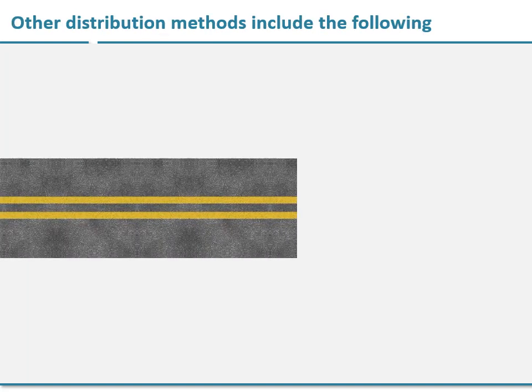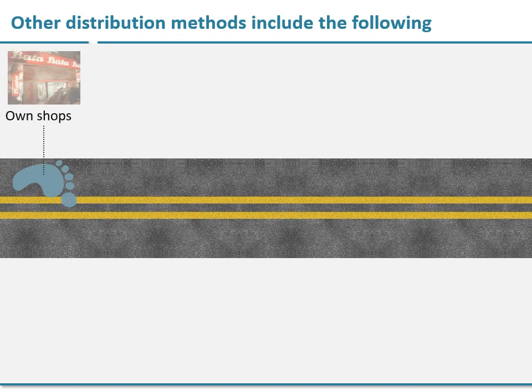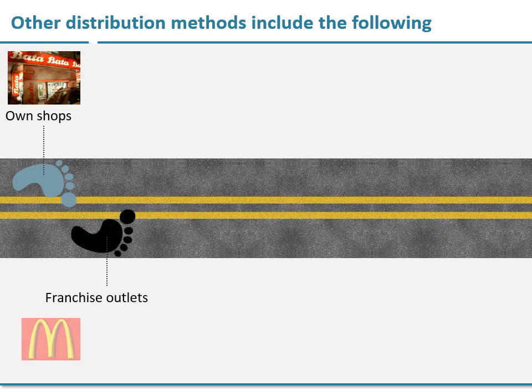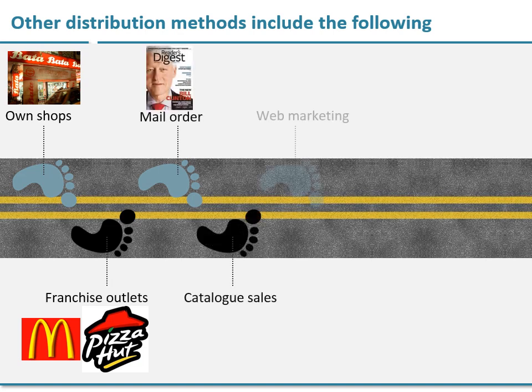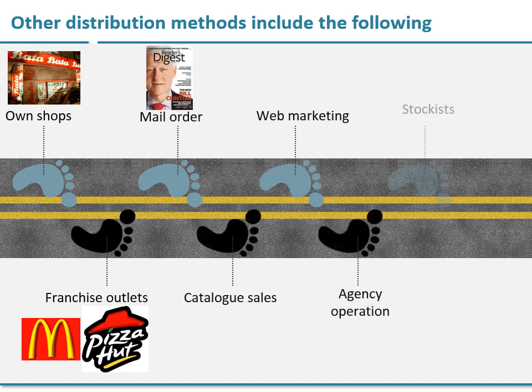Other distribution methods include the following: own shops, franchisee outlets like McDonald's or Pizza Hut, mail order, catalog sales, web marketing, agency operation, stockists, consignment agents.